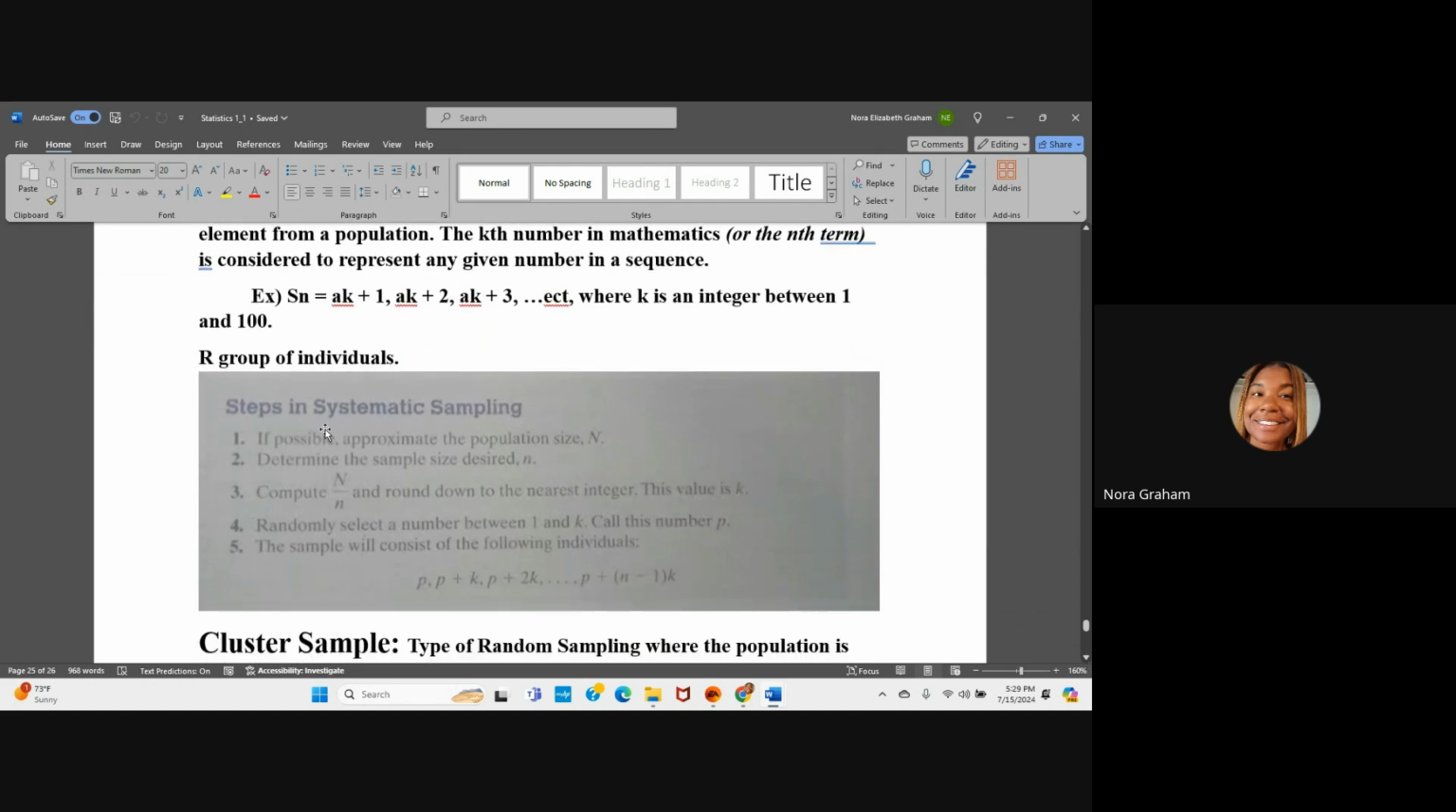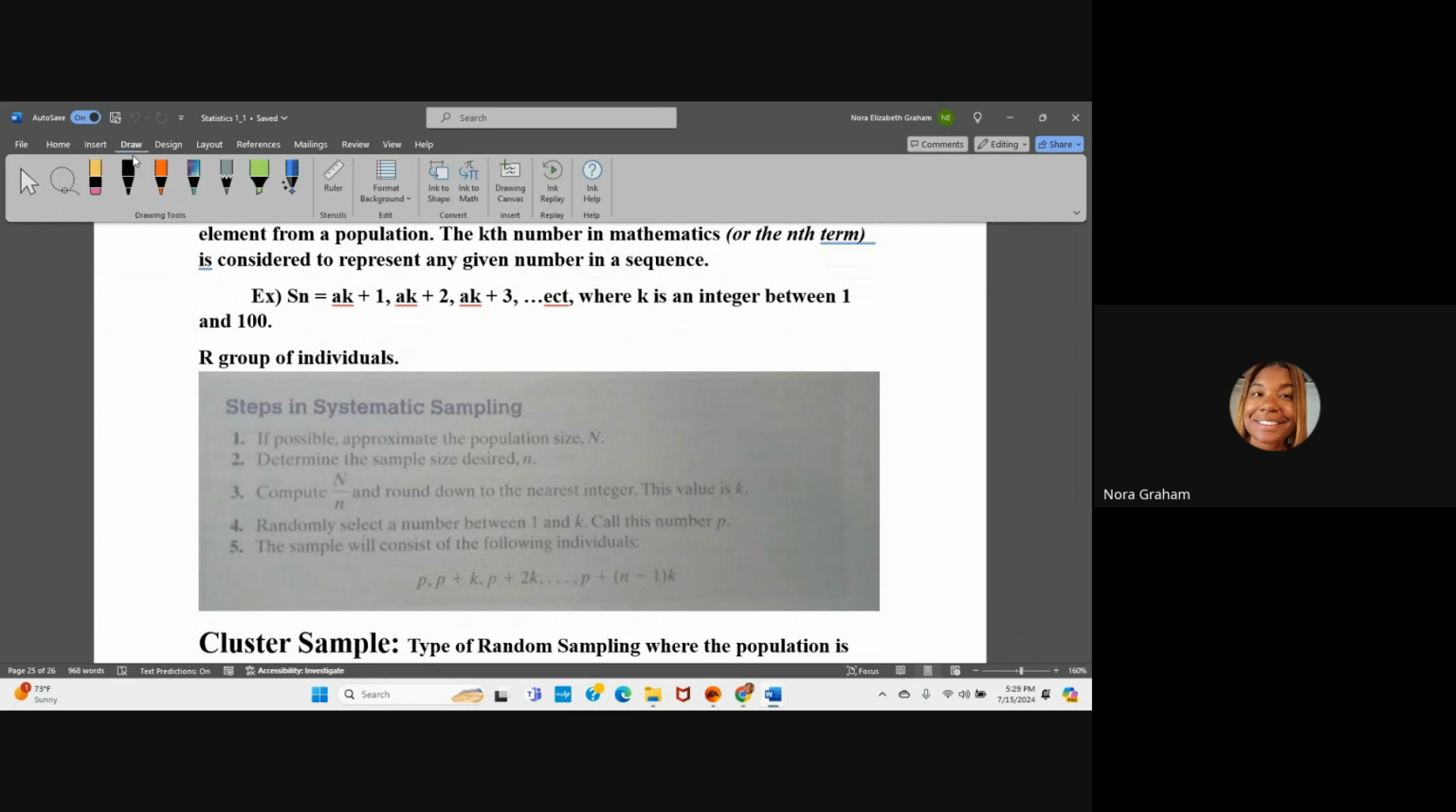And here are the steps for it that they gave in the book. And I'll define each of these variables right here. So that big N is going to equal our whole population size. I'll just put population.